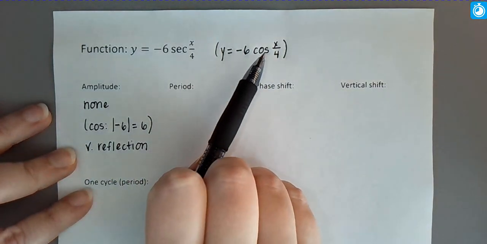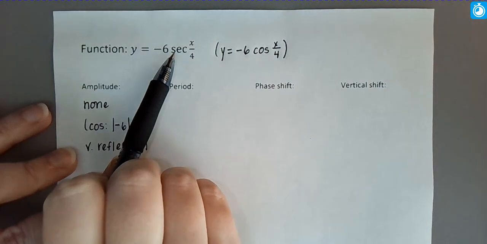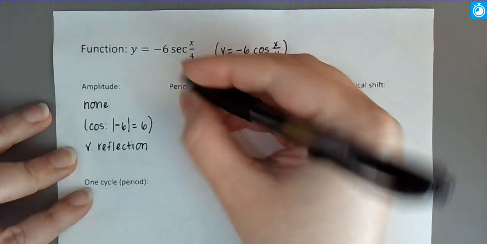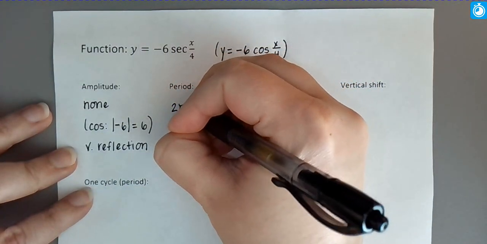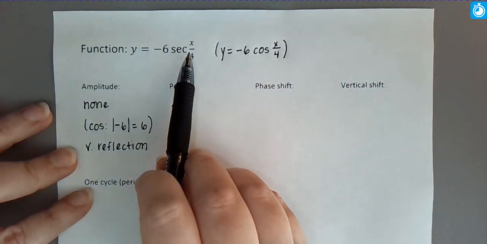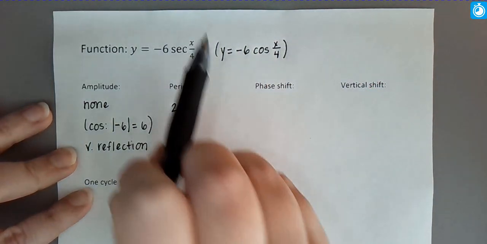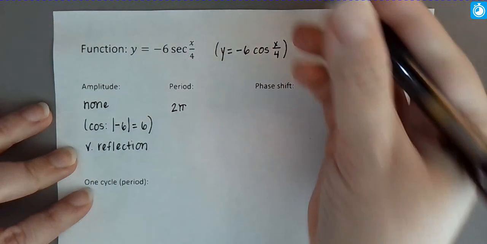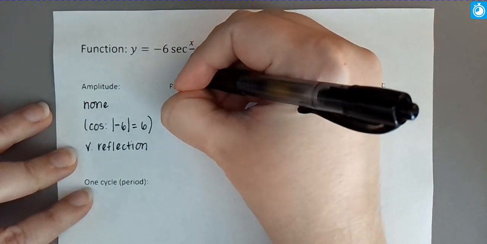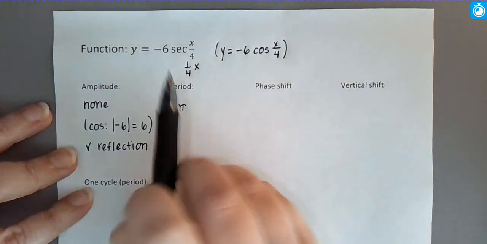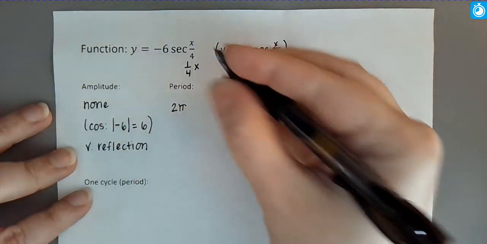So the standard period for cosine is 2 pi, therefore the standard period for secant is also 2 pi. And then we have to divide by whatever the coefficient is on x. Now, be careful here. It's x divided by 4, which would be the same thing as 1/4 times x. So the coefficient on x is actually 1/4.